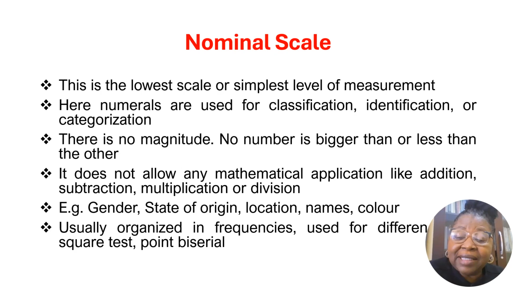When you are dealing with the figure that represents male, which is 1, and the figure that represents female, which is 2, you see that it is simply for identification of a categorization. There is no magnitude, because 2 is not bigger than 1 in that category, and 1 is not less than 2 in that nominal category.